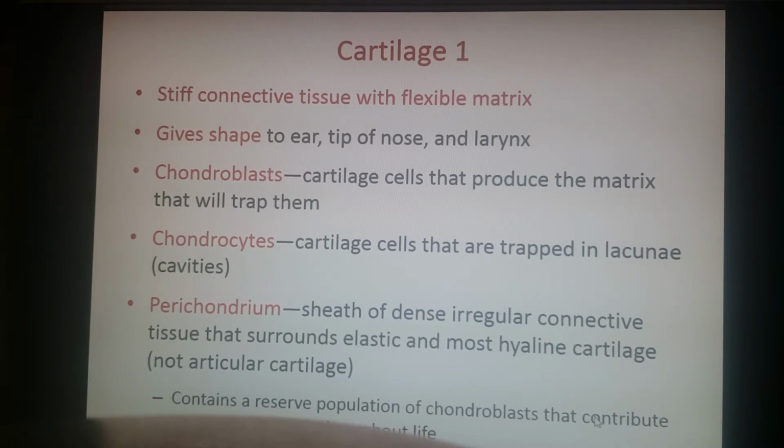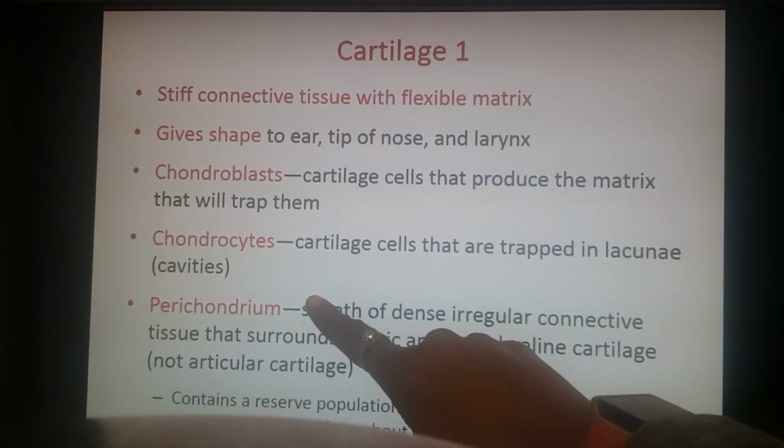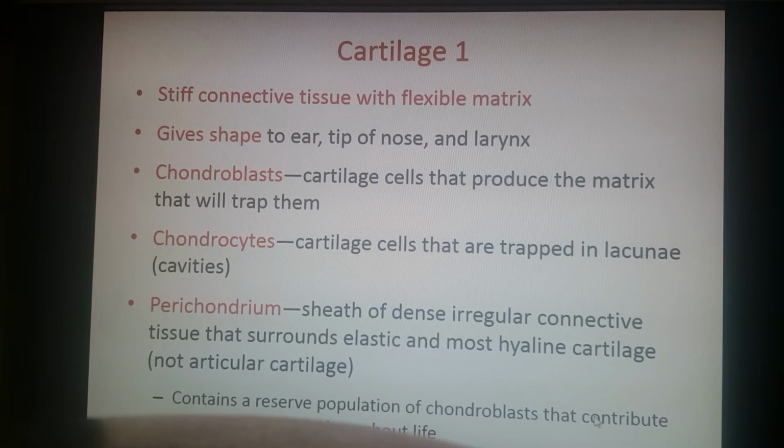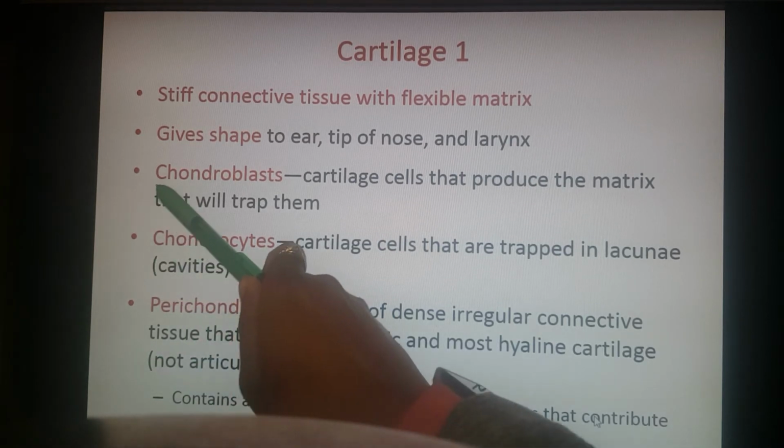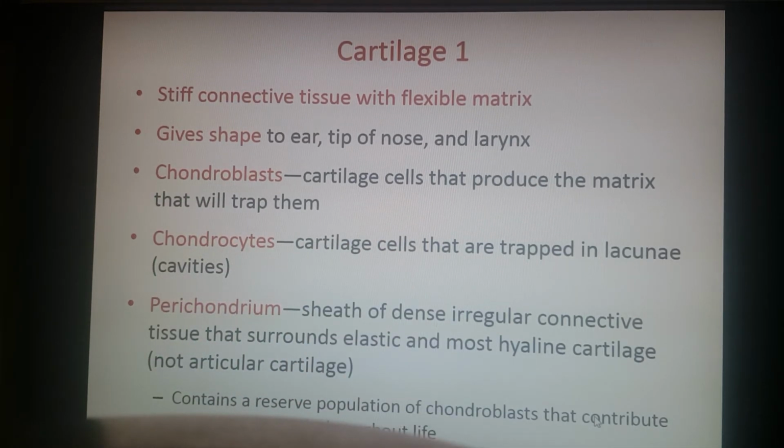Surrounding a lot of your cartilage is a type of irregular connective tissue called your perichondrium. So we're still getting the connective tissue part here for our cartilage tissue. It contains chondroblasts to help continue to build the cartilage and make sure that your cartilage is growing as you grow.